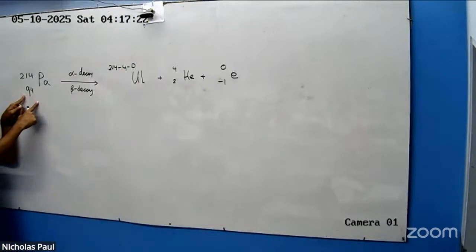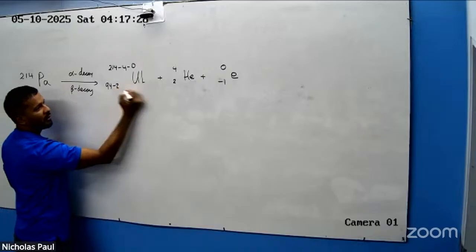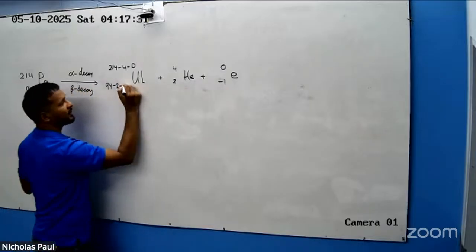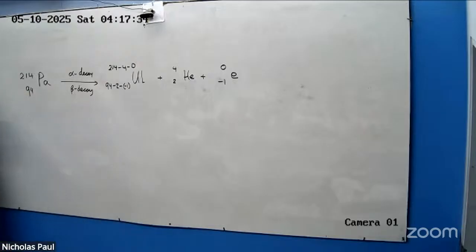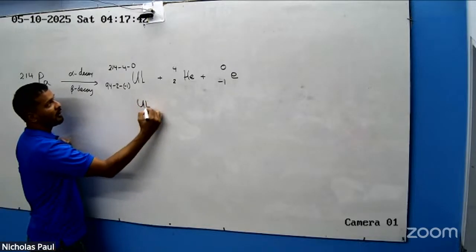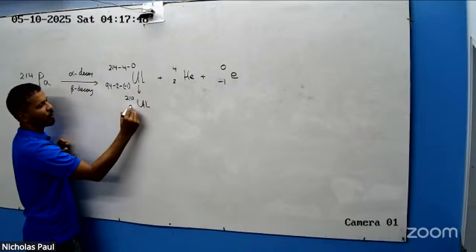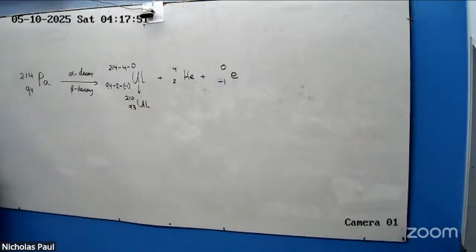The new atomic number is what? I write in the old one, and the new one will be 94 minus 2 minus 1. Okay? And then you work it out. So your new particle UL will be 210, and this is 93. Is everyone okay with that? So that should be your balanced equation. Not like chemistry, yeah? In physics, we're only interested in the mass and atomic number. Copy it down.